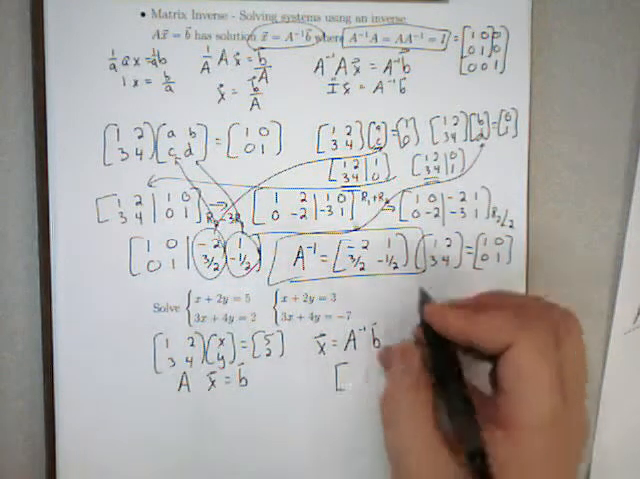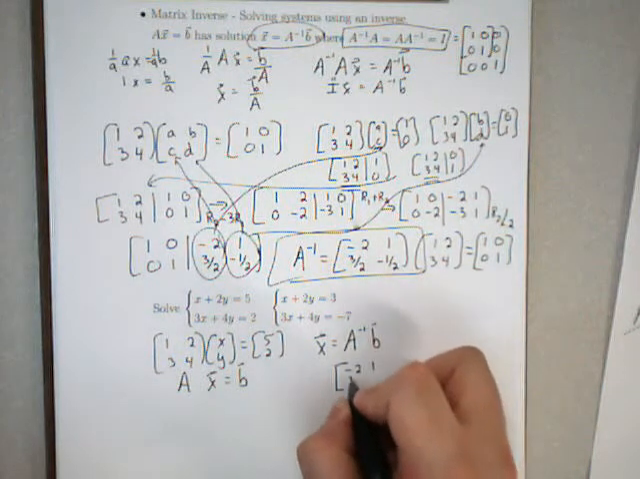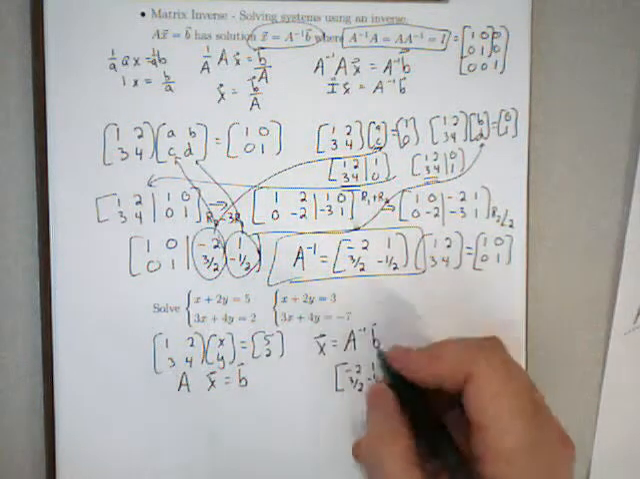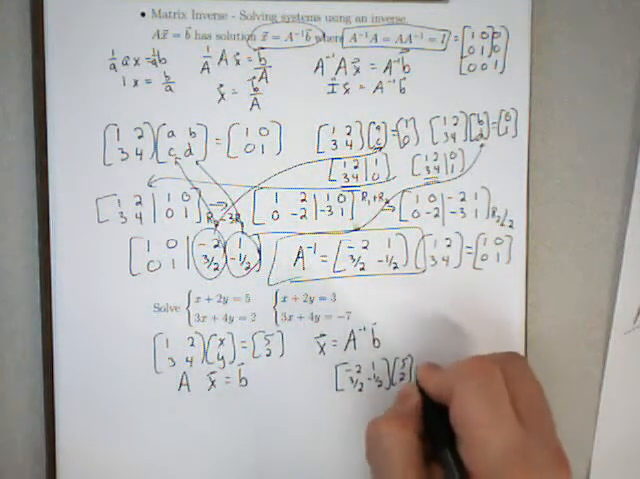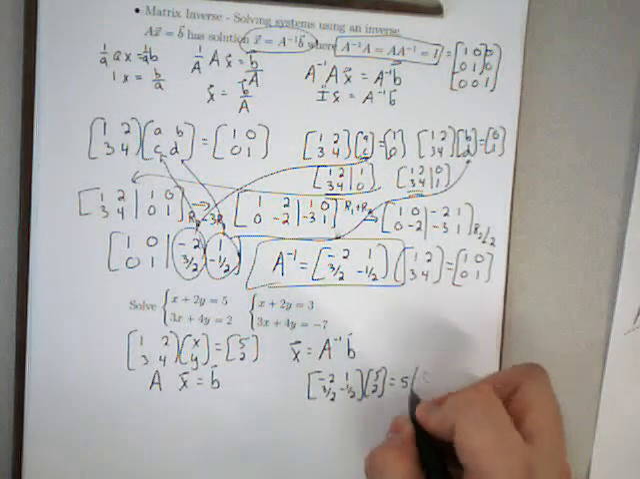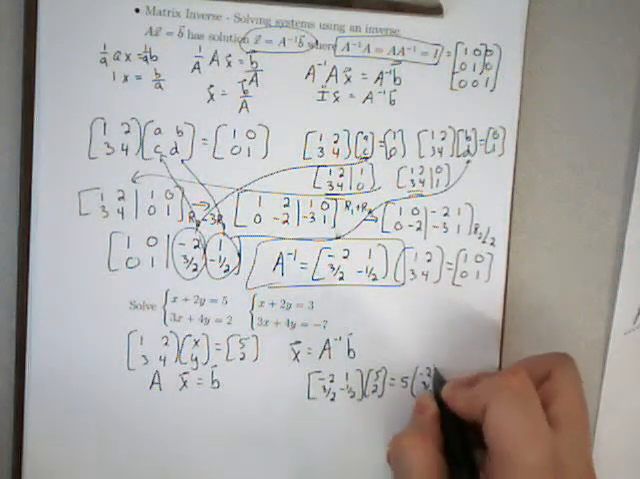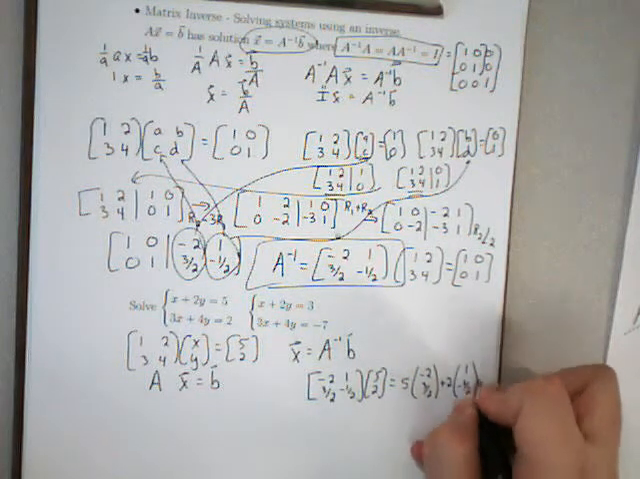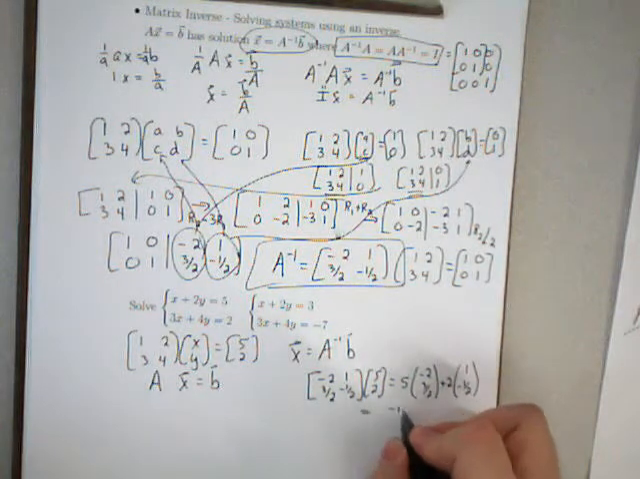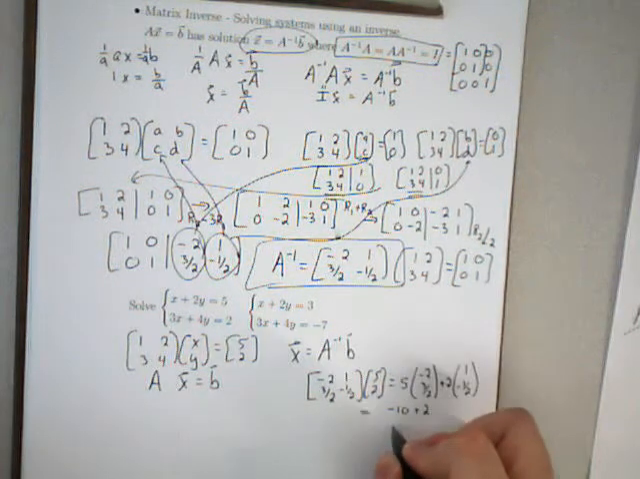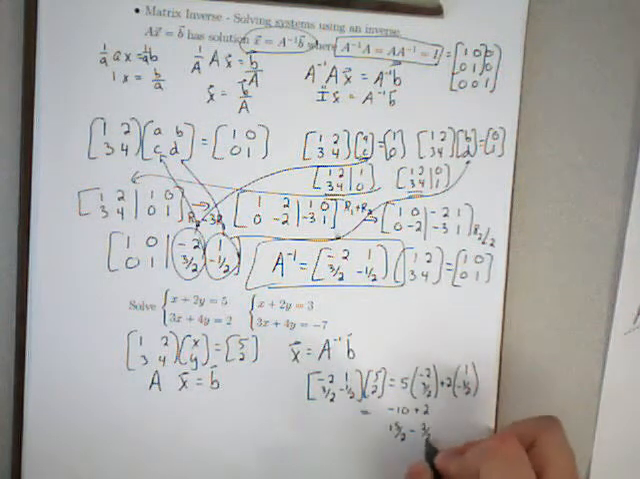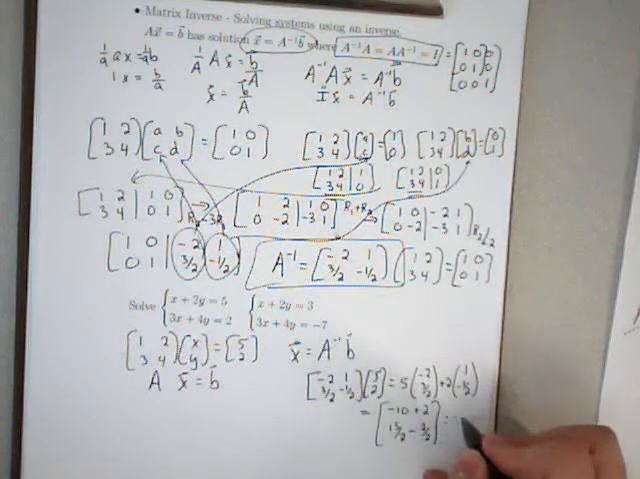A inverse is what we already got: negative 2, 1, 3 halves, negative a half. b is our (5, 2). If I multiply those out, remember that's 5 times (negative 2, 3 halves) plus 2 times (1, negative 1 half), which is precisely negative 10 plus 2, and 15 halves minus 2 halves, or (negative 8, 13 halves).